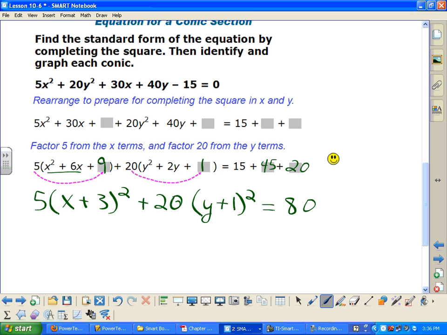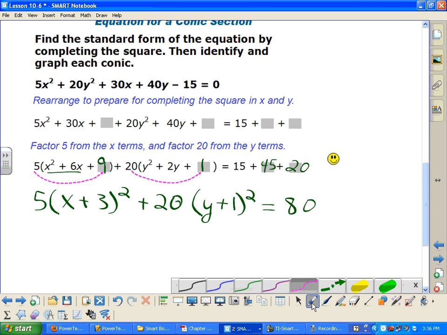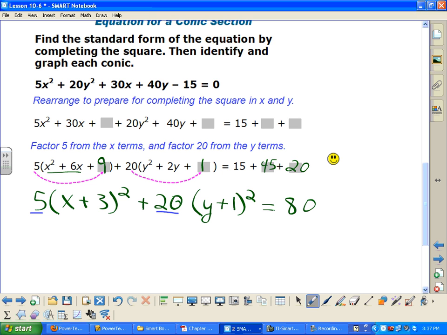Okay? So now, here we have the plus sign again between our squared terms, which means that it's either an ellipse or a circle. And since these coefficients now are different, 5 and 20, it's going to be an ellipse. So instead of moving the 5 and 20 to the other side, since it's an ellipse, that means we have to make it equal to 1. So we have to divide everything by 80 because we want to get it equal to 1.